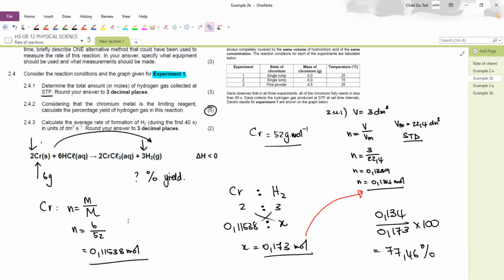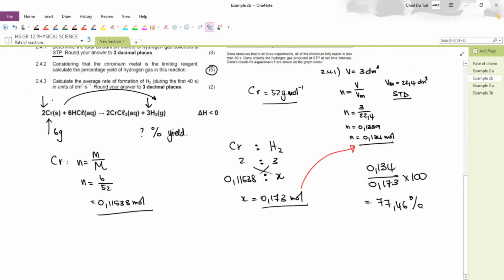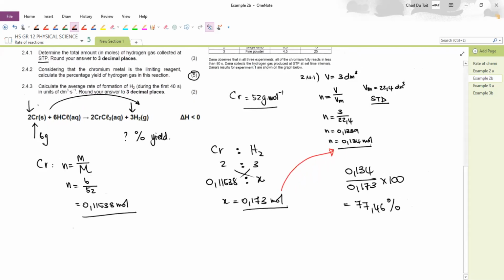Okay, good. Excellent. Calculate the average rate of the formation of hydrogen gas during the first 40 seconds. Okay, this can be problematic because we don't have an equation for this. 2.4.3. What is the average rate? Okay, average rate during the first 40 seconds. And interesting, they're telling you the answer is in cubic decimeters per second. So in other words, the rate will be the volume divided by the time in seconds.